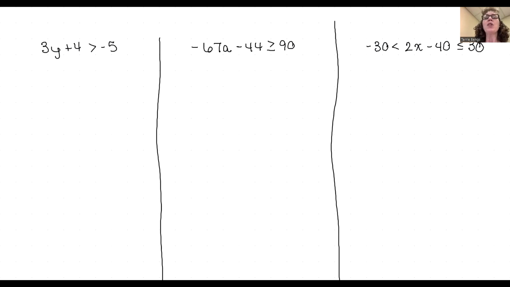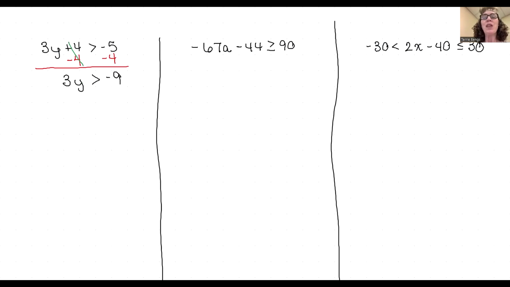All right, so we always know when we start to move things, we always start with our number. From a previous video, we learned that. So we have a plus 4, we want to move it. And when we move it to the other side, we do the opposite. The opposite of a plus is a minus. So that gives us a minus 4. And what we do to one side, we have to do to the other. So we subtract that 4 from both sides. That cancels out those 4s because they would make a 0. And we're left with 3y is greater than, and negative 5 minus 4 is negative 9.